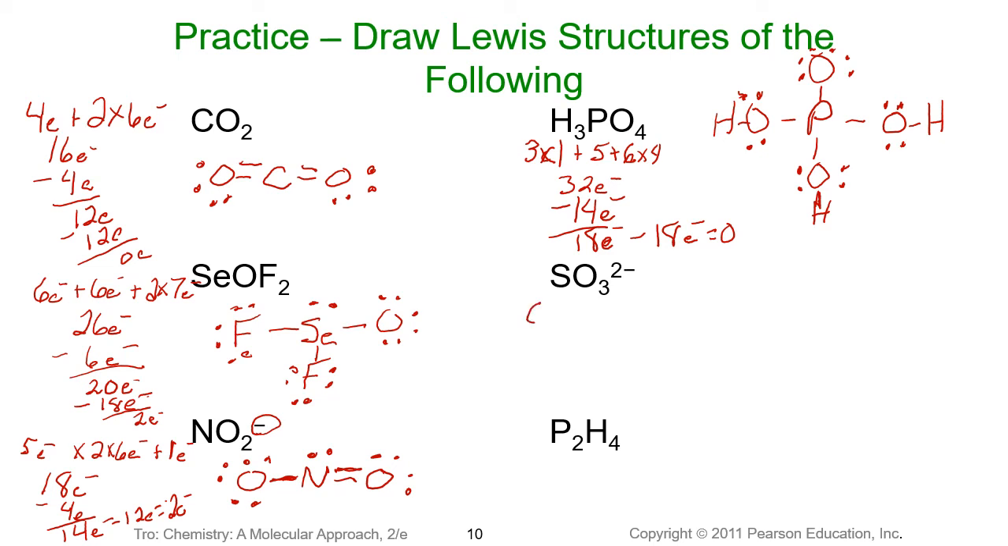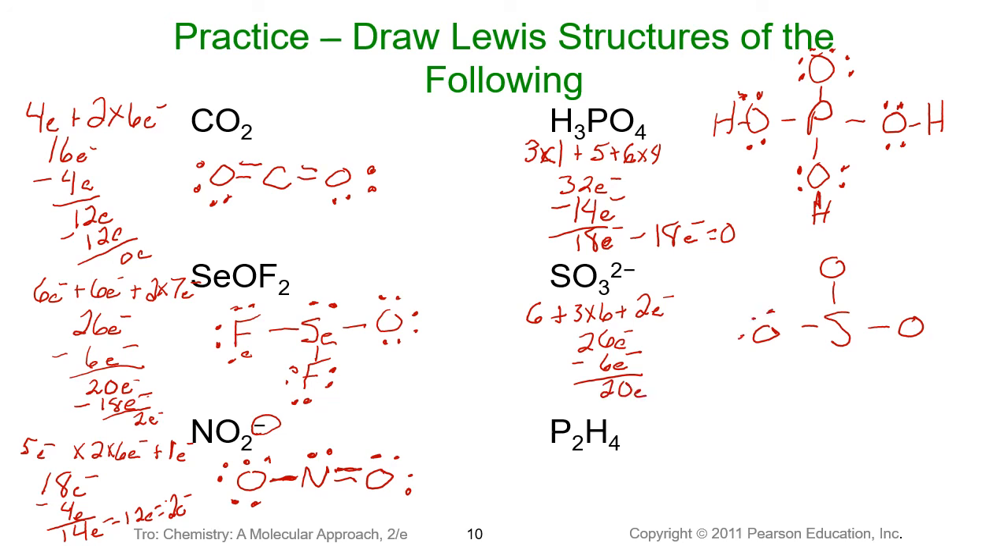Sulfite. Sulfur has 6 valence electrons. Each oxygen has 6 valence electrons, and we have 2 additional electrons from our charge. So in this case, we have 26 electrons to work with. Our sulfur is going in the center. We draw the oxygens around it. It's going to use 6 electrons to draw the bonds. We have 20 electrons left.